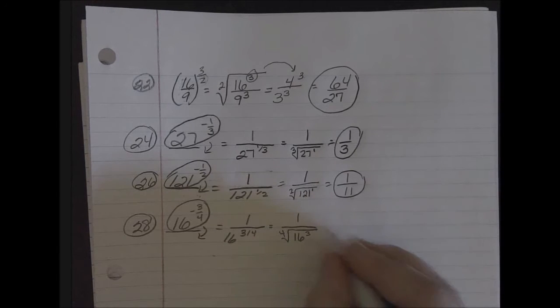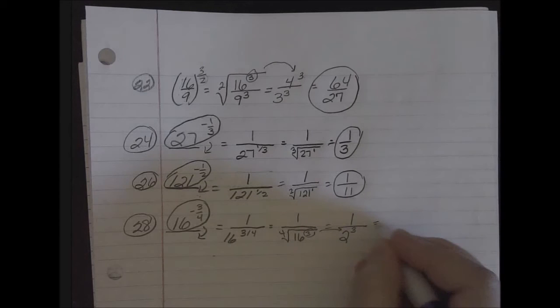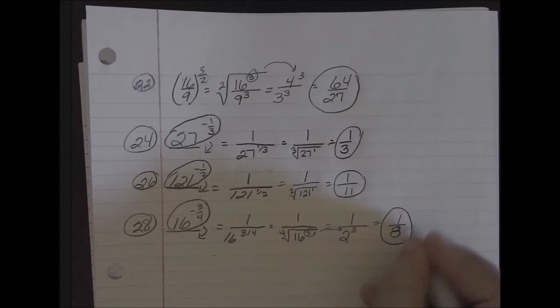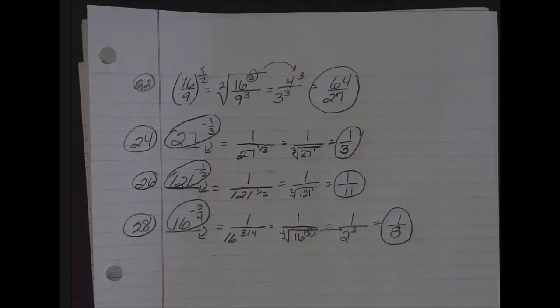So they're asking us for the 4th root of 16. So what number times itself 4 times gives us 16? That answer is 2. And then I'm going to take that 3 and I'm going to put it with that 2. So 2 to the 3rd power is 8. So our final answer is 1 over 8.